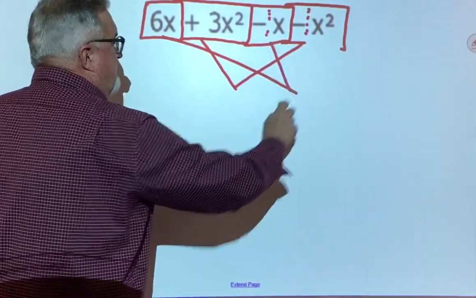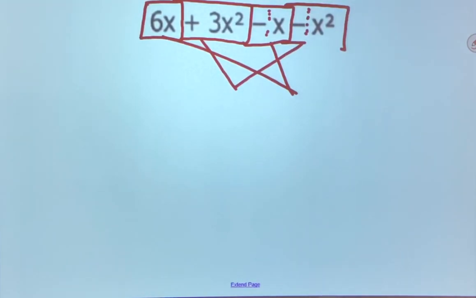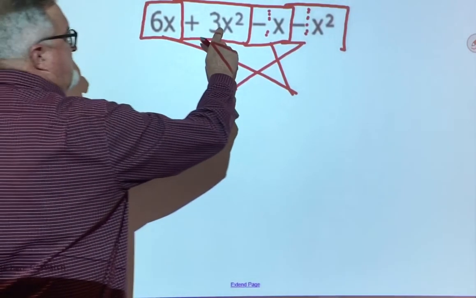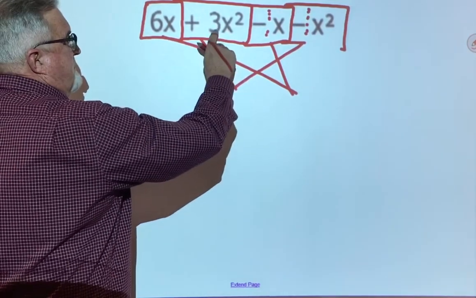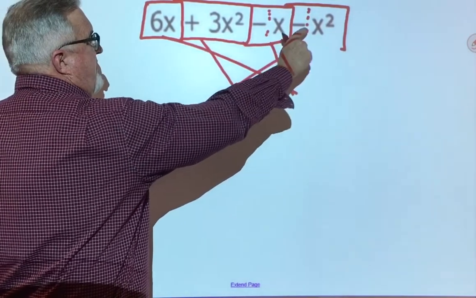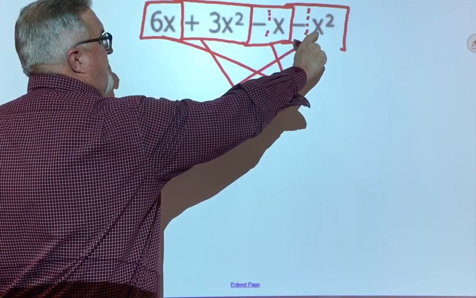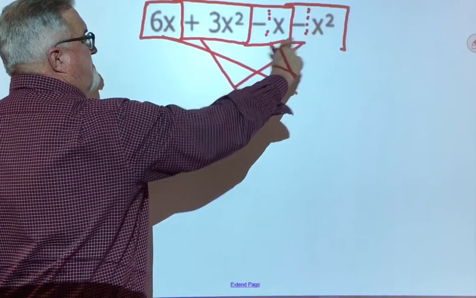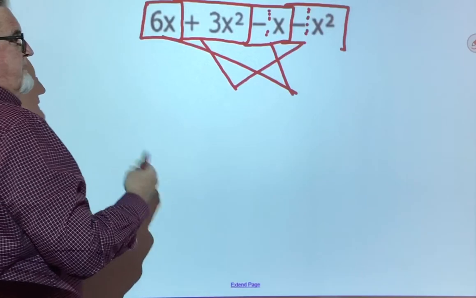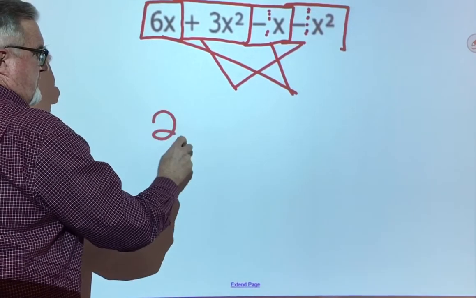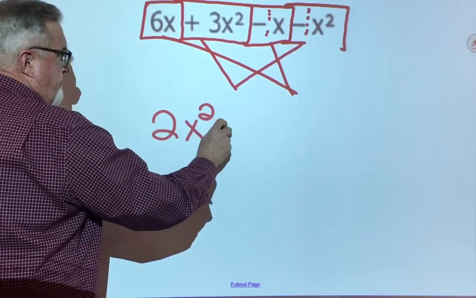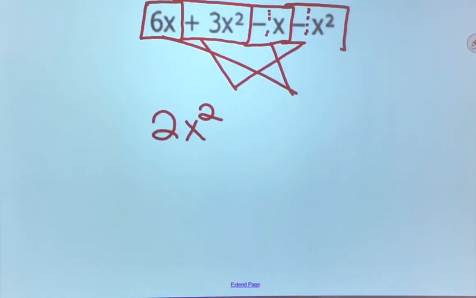And so there's one. So when we go to combine these, I'm going to put my x squared first because we go alphabetical order and the highest power first. So I've got a positive 3x squared and a negative 1x squared. When I combine those, what I'm actually doing is I'm adding 3 plus negative 1, which is 2. So I have 2x to the second power. And then we've taken care of those.